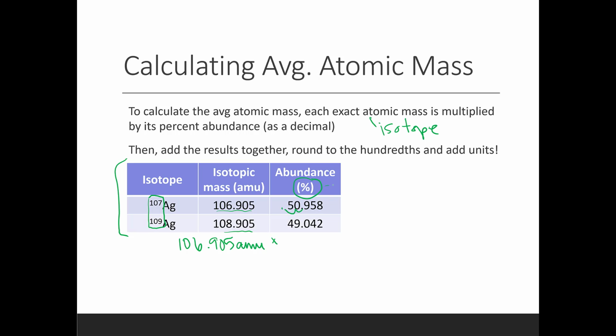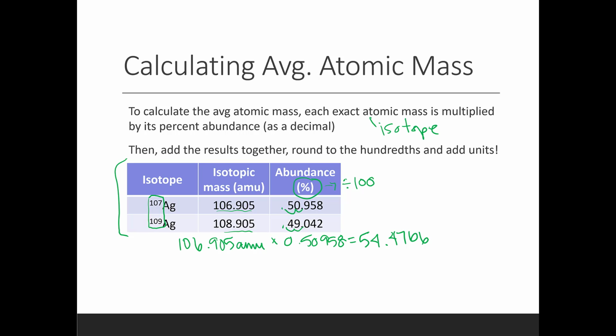Right? So to go to a decimal, you divide by 100. Okay, so both of these, there we go. So we would take the 106.905 AMU, atomic mass units, times 0.50958. When you do that, you get 54.4766. That's all I'm going to keep for now.